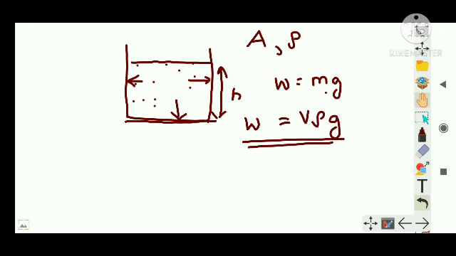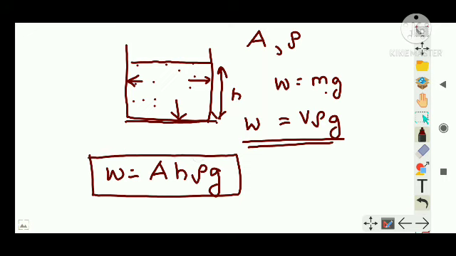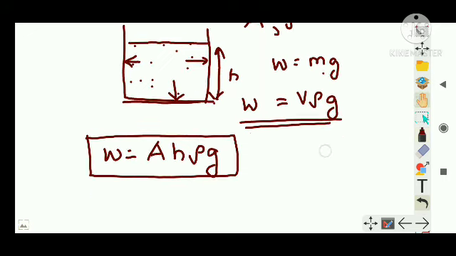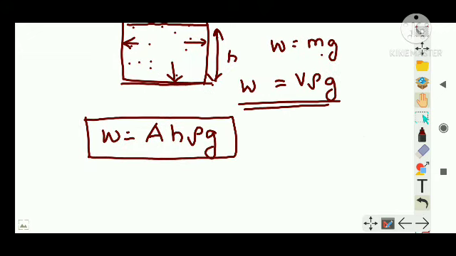And this volume I can again write as area into length. Here I write area A, and the length here is the column's length, that is h. Then I write rho and g. So this is the final equation for the weight of the liquid which is exerting a force at the bottom of the vessel, and this force is acting uniformly at the bottom, right?